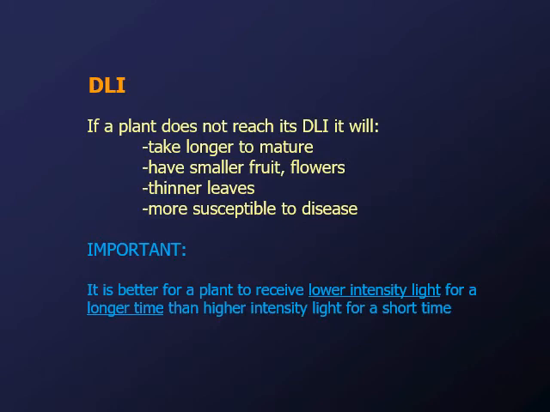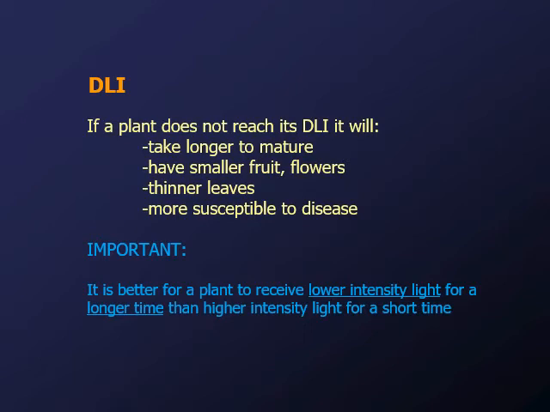So if a DLI for a specific plant is not reached, what happens? What happens if I don't have enough light in a day? Well, first of all, it takes longer to finish the crop. That's not good news. You're trying to make money. Every week or day that it's longer, maybe you miss a shipping date and you can't even sell it. Or if you're growing tomatoes, you get smaller fruit. If you're growing flowers, you get smaller flowers. That's not good.